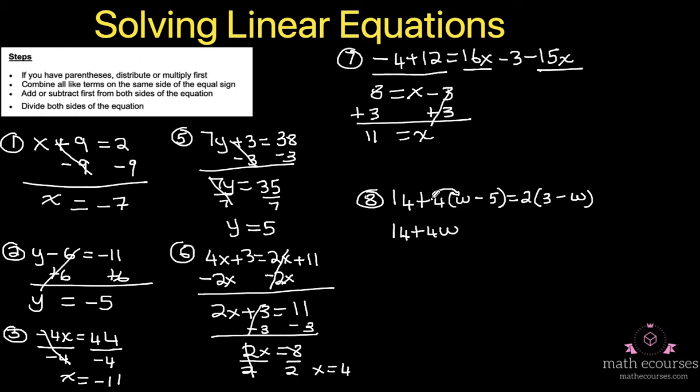You have to distribute this, or multiply this by everything inside your parentheses. Okay, so here I have 4 times negative 5. 4 times negative 5 is negative 20, equals, I'm going to do the same thing here where I have 2 times 3 is 6. And 2 times negative w is negative 2w.